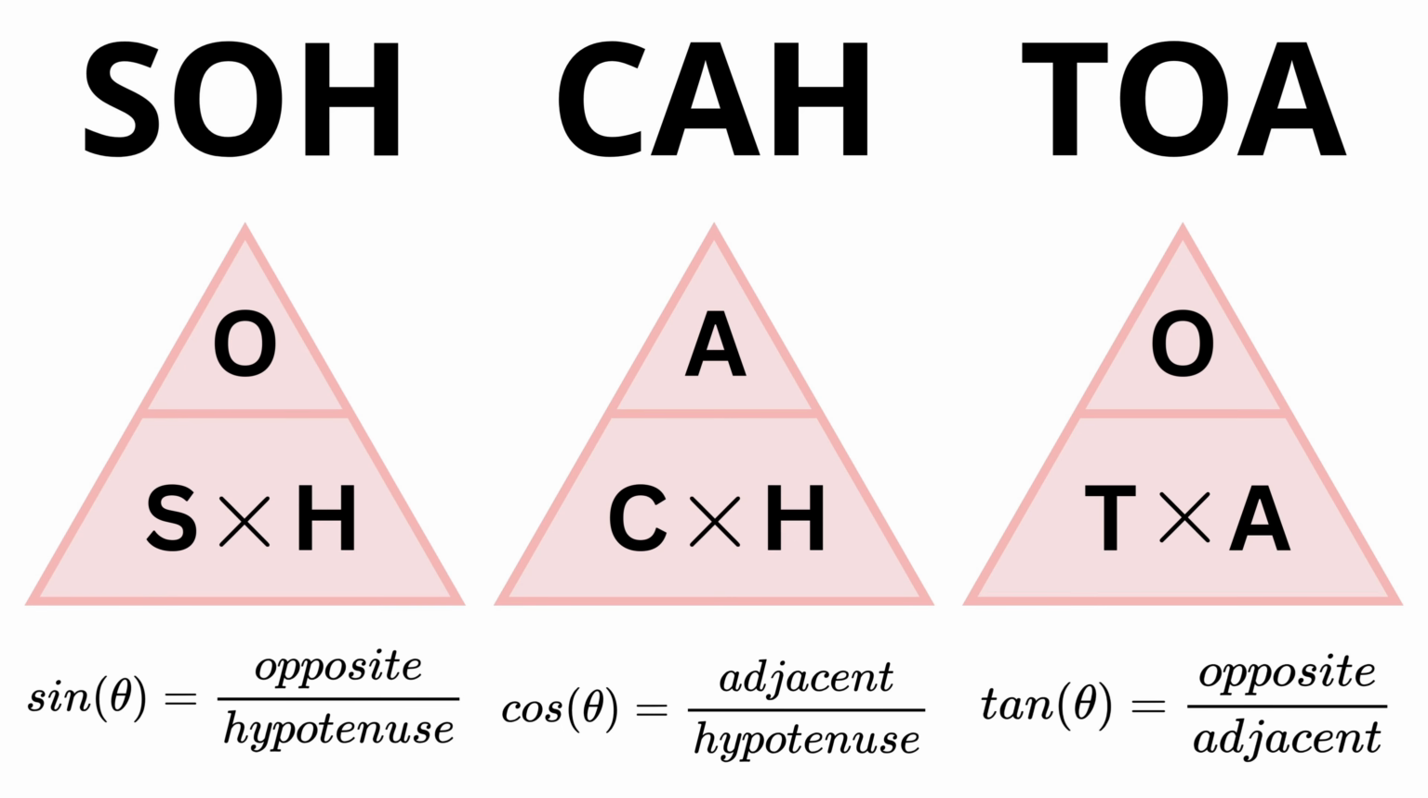SOH CAH TOA helps us work out unknown angles and lengths in right-angled triangles, and it feels right that we can use triangles to help us understand how to use them. SOH stands for sine theta equals opposite over hypotenuse, and there are similar equations for cos and tan.